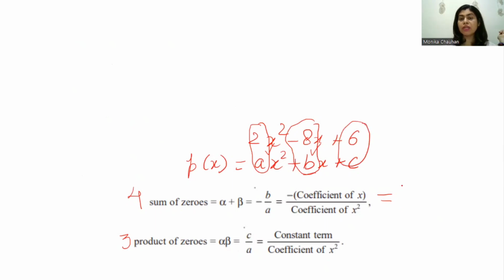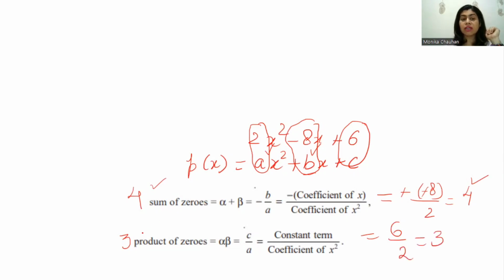Now, minus b upon a. So minus, and your b is minus 8. And what is the coefficient of x square? 2. So what did you get? Minus minus cancels, you got 4. Isn't it? It is correct. The sum of the zeros you got is 4, the zeros being 1 plus 3. And the product of zeros is the constant term, which is your 6 in this case. 6 upon 2, which is 3.